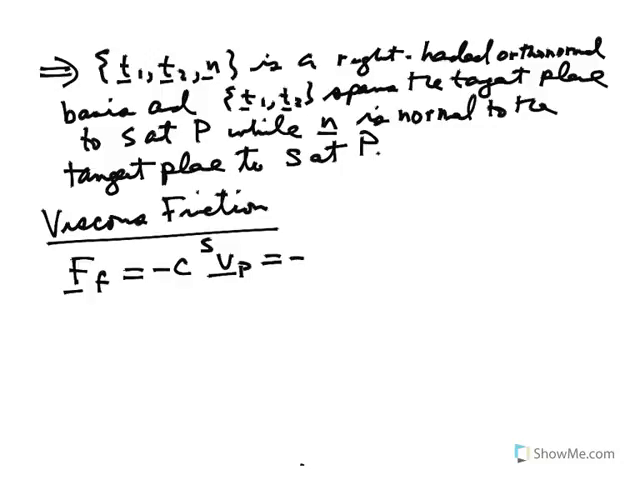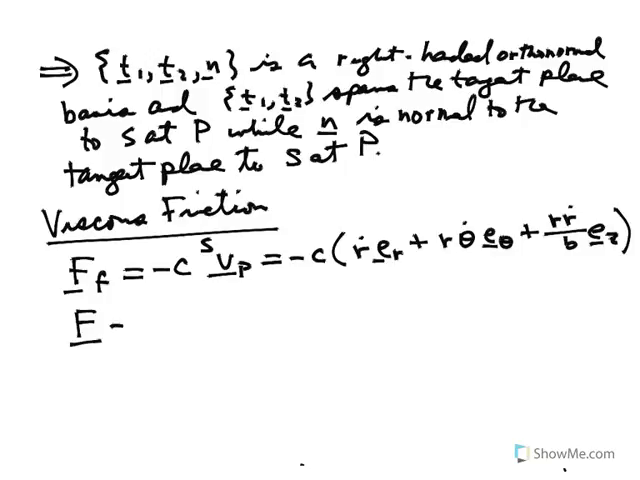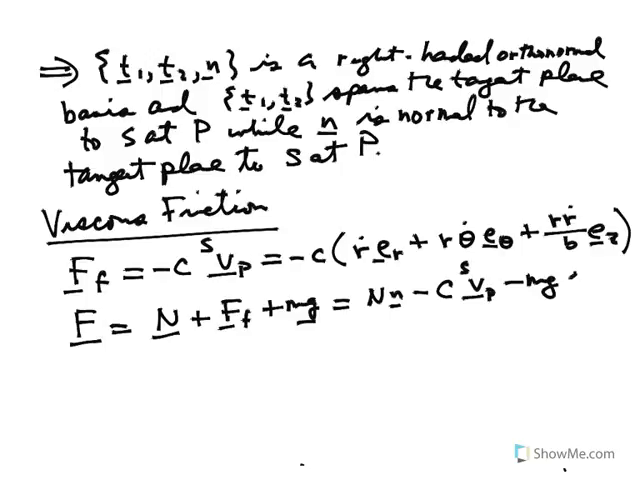So this gives me minus c times r dot e_r plus, sorry, make sure I do this in the right order, r theta dot e_theta plus r r dot over b e_z. So then F, which is equal to n plus F_f plus mg, which is equal to n n, and then minus c times this velocity relative to the surface minus mg e_z, has to equal the mass times the inertial acceleration. So I can get the two differential equations now straight from the two components along T1 and T2.